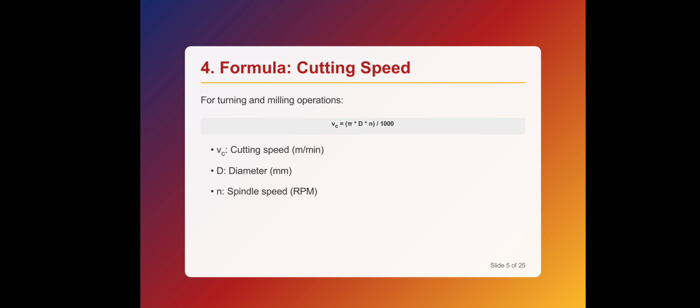The formula for cutting speed for turning and milling operations is Vc equal to pi into D into N divided by 1000. Vc means cutting speed in meters per minute. D is the diameter in millimeters. N is the spindle speed in RPM, that is, revolutions per minute.